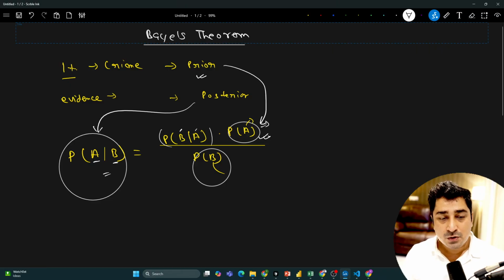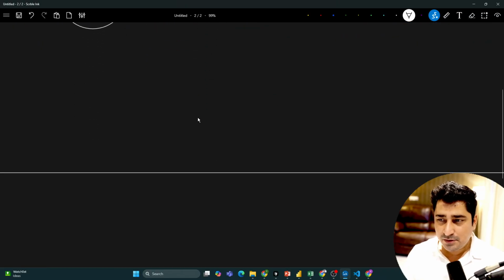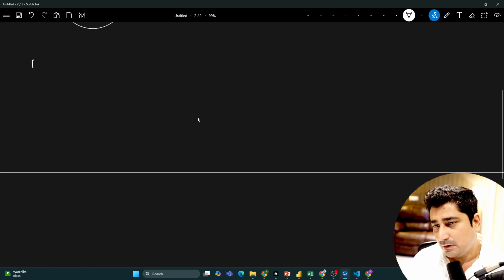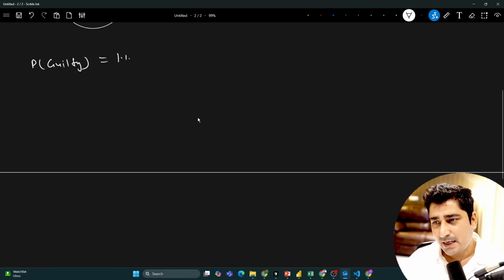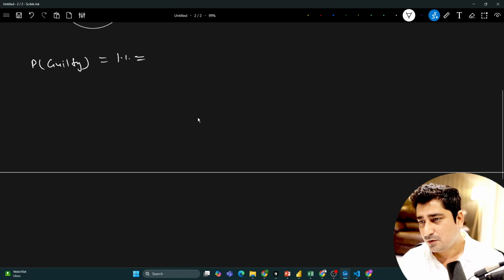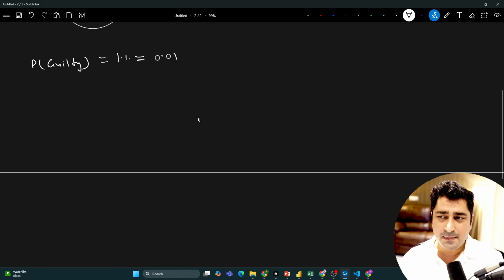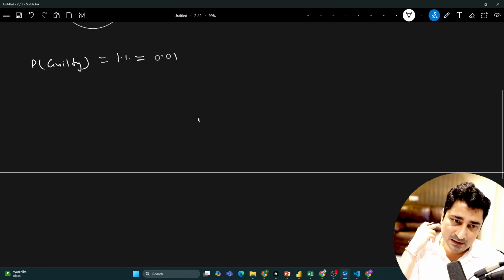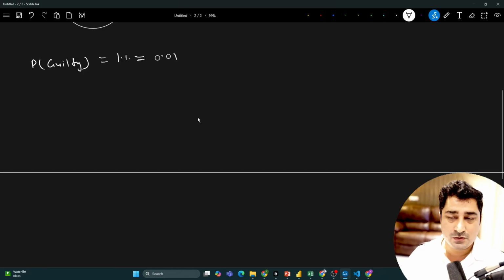Now, let's try to solve it. Let's take some numbers and try to solve it. So here I'll write down that the probability of the person being guilty is 1%. In terms of a number, it's going to be 0.01. That person is guilty. My initial belief said that there is only a 1% chance that the person could be guilty.